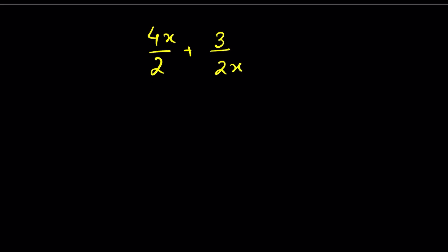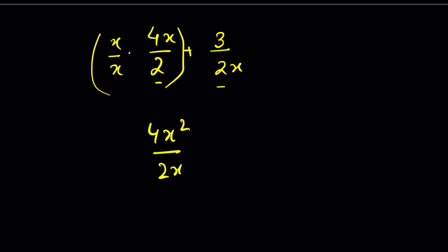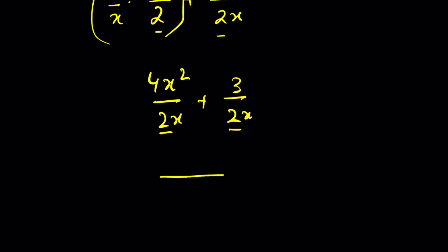If you have 4x/2 + 3/2x, how would you add these fractions? Again we have to find a common denominator. So this is 2x and this is 2. Again if you multiply and divide this fraction by x/x, then nothing would change. So this becomes 4x²/2x + 3/2x. Now 2x and 2x is a common denominator, so we can write it like this, 2x, now 4x² + 3. So this is how you add.